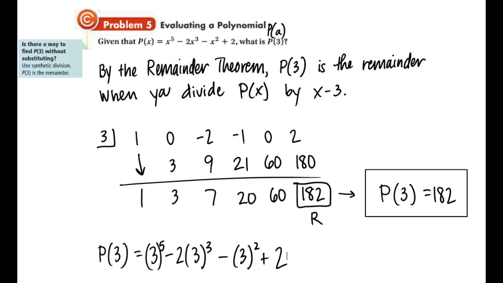To show you that we get the same result, I'm substituting in 3 for the original polynomial, and when I do all those operations, I get 182. So that confirms that we did synthetic division correctly.